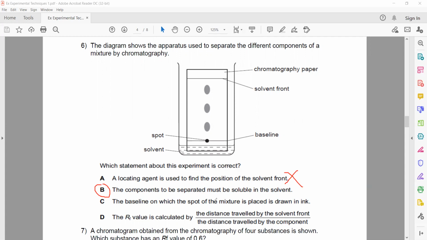The baseline on which the spot of the mixture is placed being drawn with ink, that's wrong. We should always draw with pencil. And RF value is the distance traveled by the solvent, that's wrong. It is the distance traveled by the component divided by the distance traveled by the solvent. It's written as the reciprocal. So statement B is the right answer.